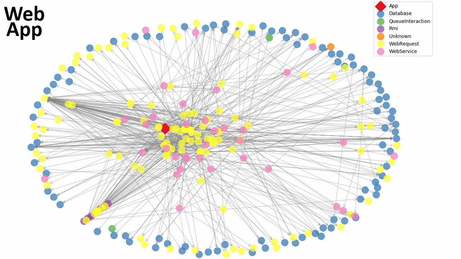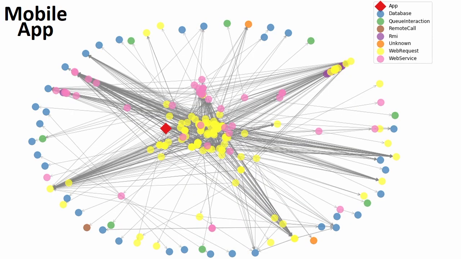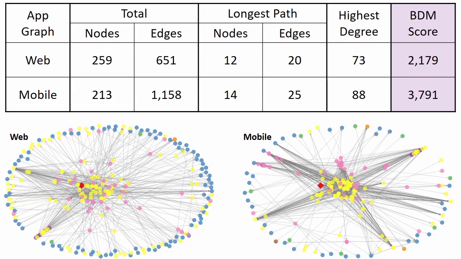Dynatrace can monitor both web apps and mobile apps, and here's an example of a real mobile app. You'll notice fewer nodes here than in the previous web graph, especially fewer database service nodes. So the question is, which app is more complex? The BDM score in the last column of the table quickly shows that the mobile app is significantly more complex, even though the web app has more nodes.